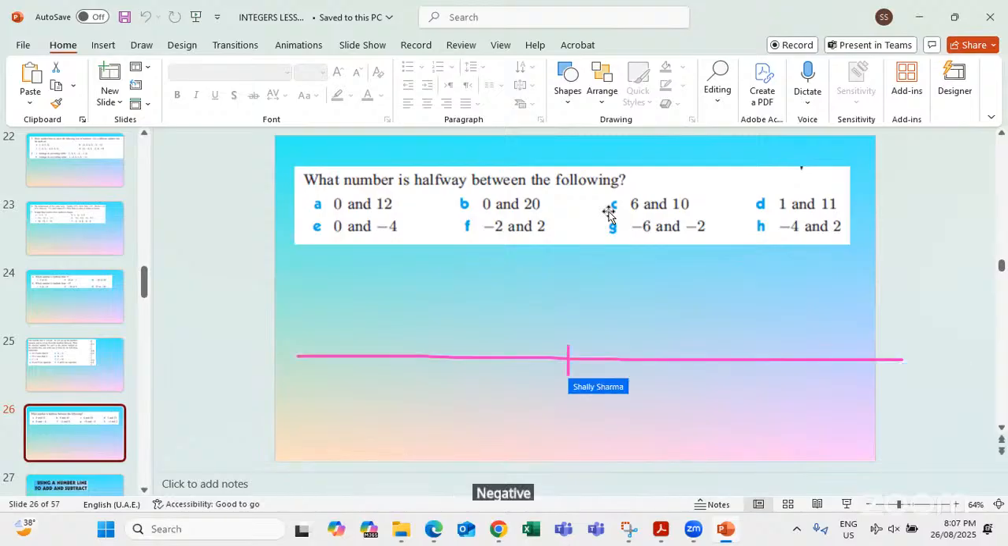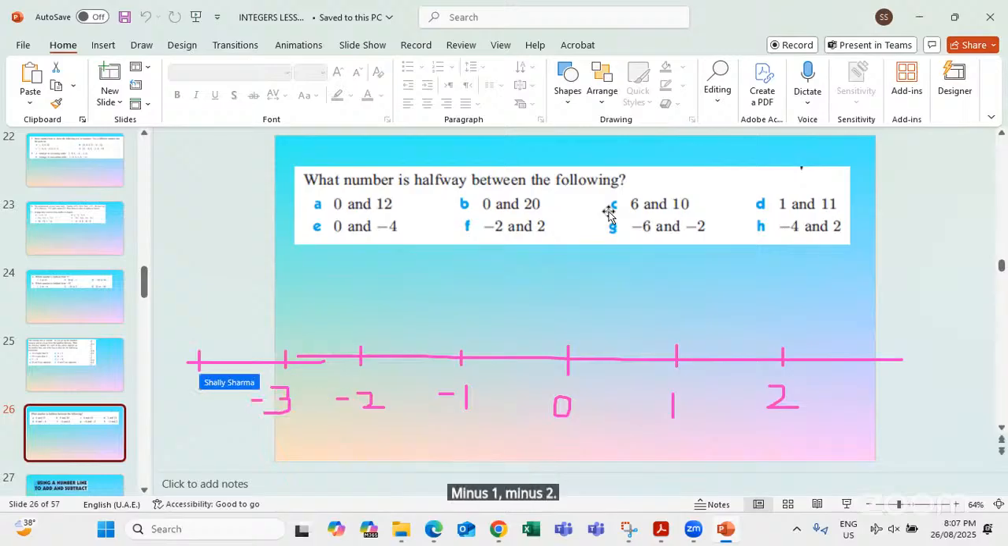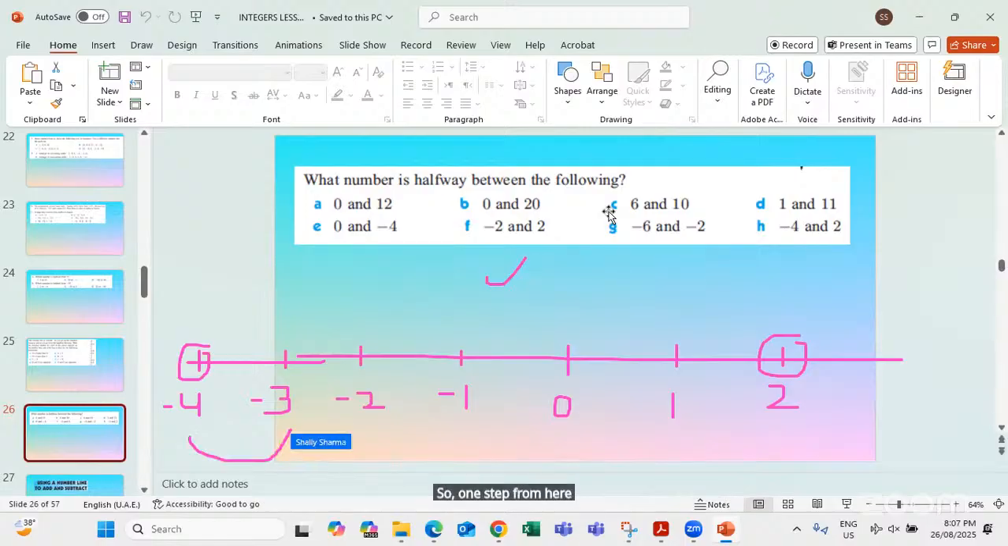-4 and 2. So this is, let's say, 0. This is 1. This is 2. -1, -2, -3, and -4. So halfway between -4 and +2. So the number will be somewhere in the middle. So one step from here, one step from here, one step, again one step, one step, again one step.